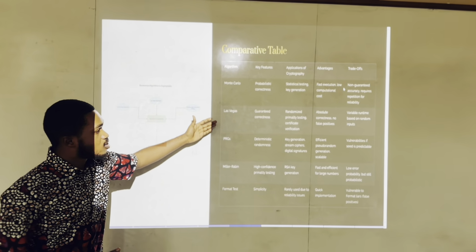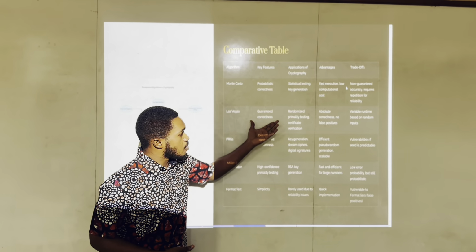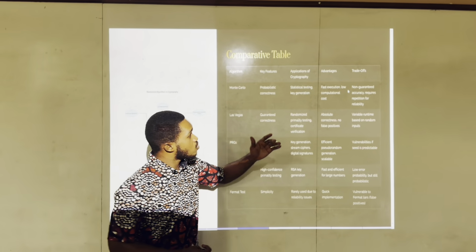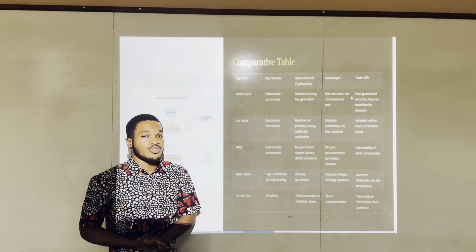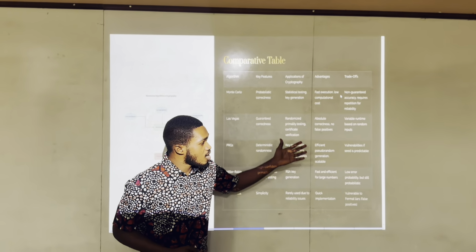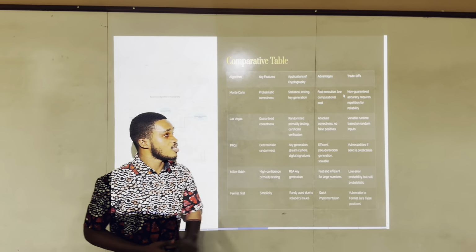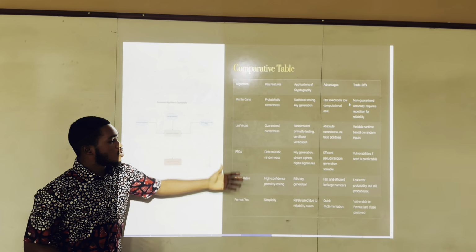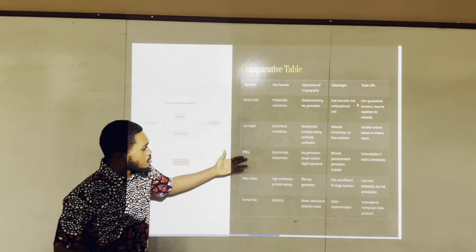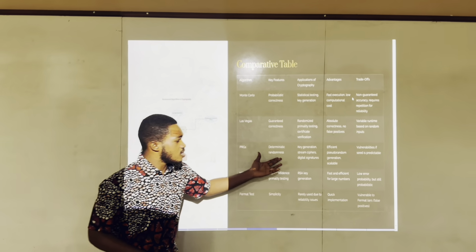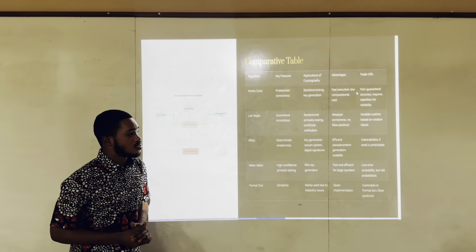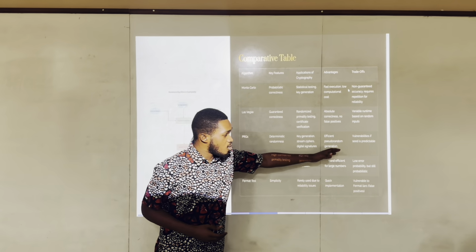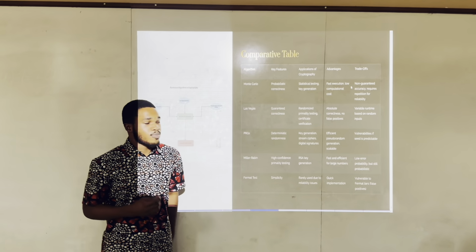So the first algorithm we're talking about is the Monte Carlo. Monte Carlo has key features such as probabilistic correctness. For its application in cryptography, it includes statistical testing and key generation, and its advantages are that it's fast in execution and has low computational cost. For its trade-off, it has non-guaranteed accuracy and requires repetition for reliability.